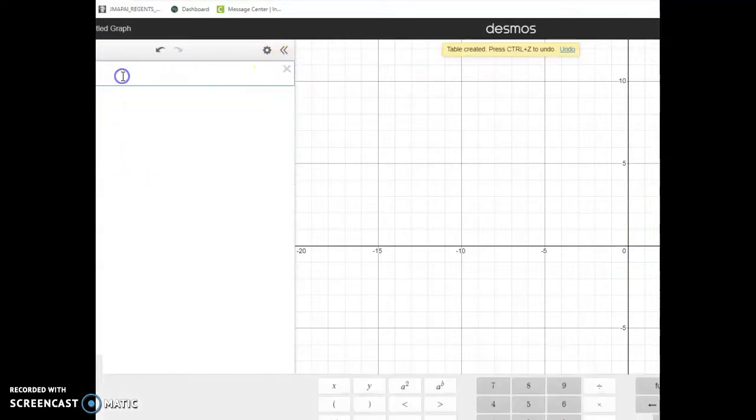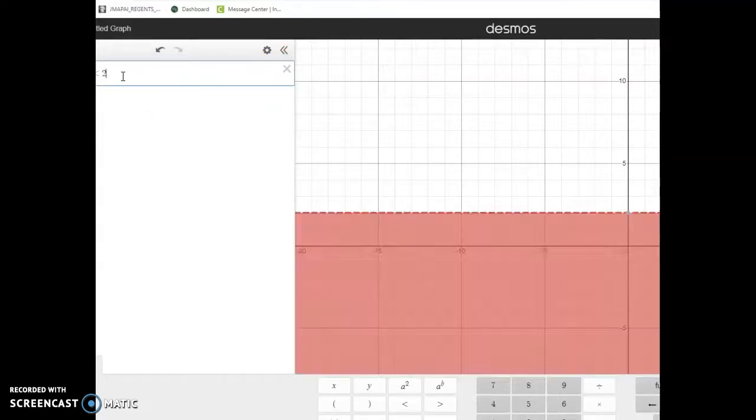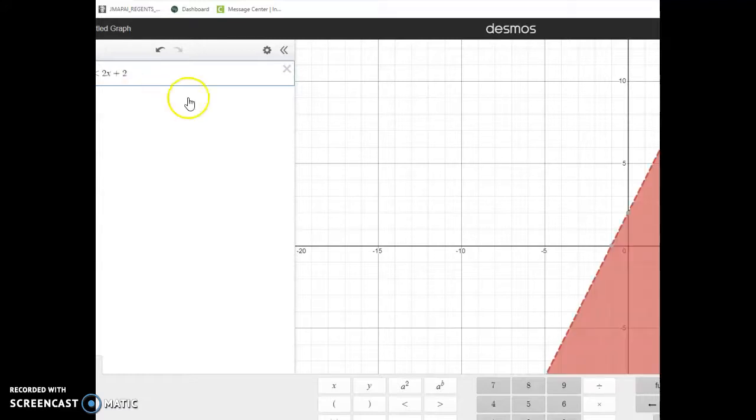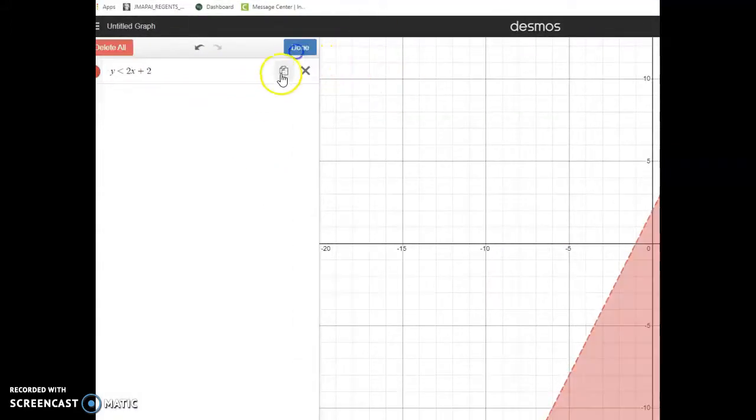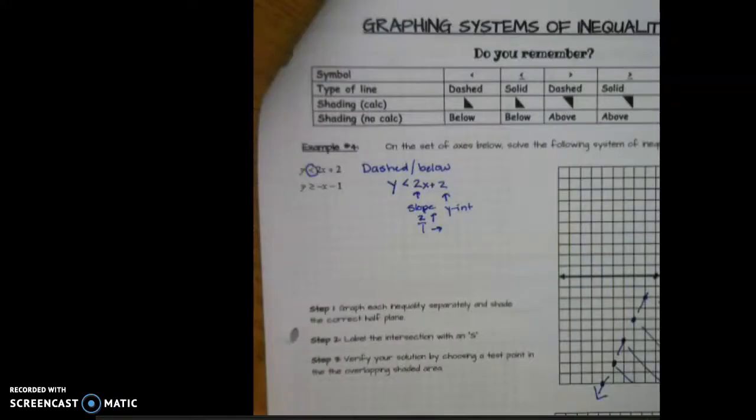I think, I haven't tried this yet, let me type in y is less than 2x plus 2. Wow, it even does the shading and the dashed line for me. That's pretty cool. Okay, so, I don't know if you can see that, you could type it in and get your points this way as well. Oh, it doesn't show me the points with the less than sign. Okay, you'll have to do the equal sign to get the points.